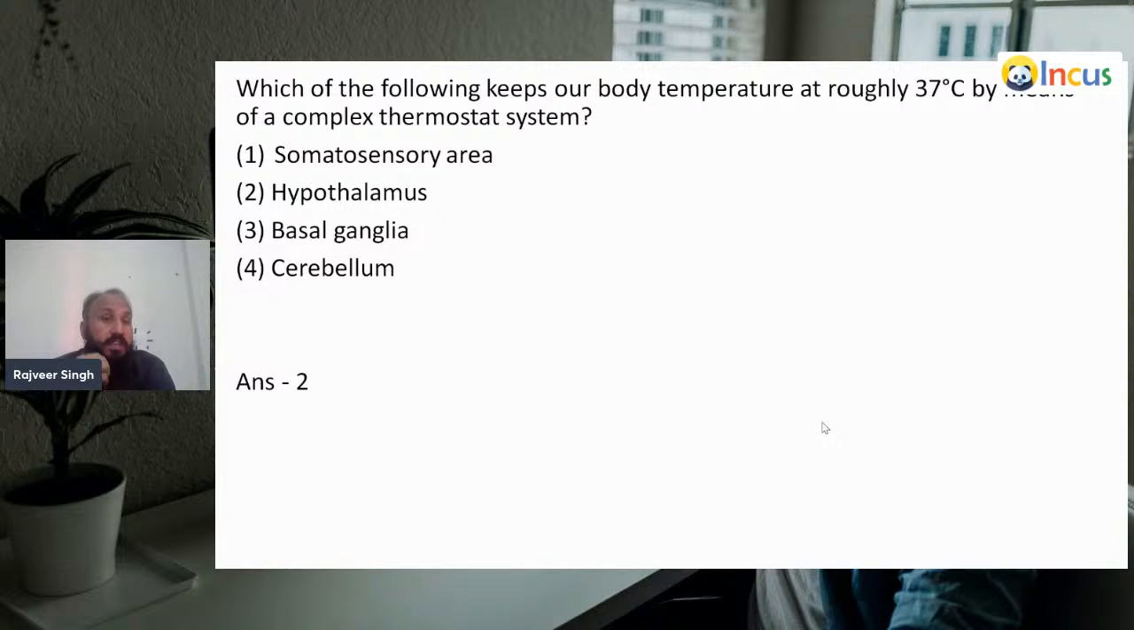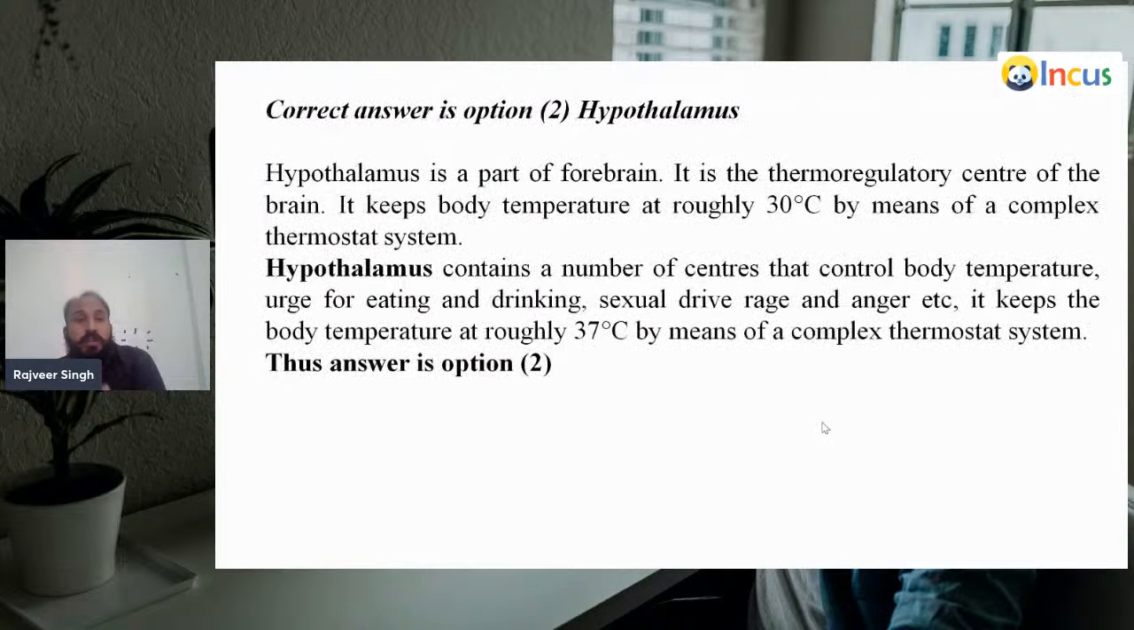Somatosensory area, hypothalamus, basal ganglia, cerebellum. The answer will be hypothalamus. Why have we chosen only hypothalamus? Why not somatosensory, basal ganglia, cerebellum? The hypothalamus is a part of the forebrain.